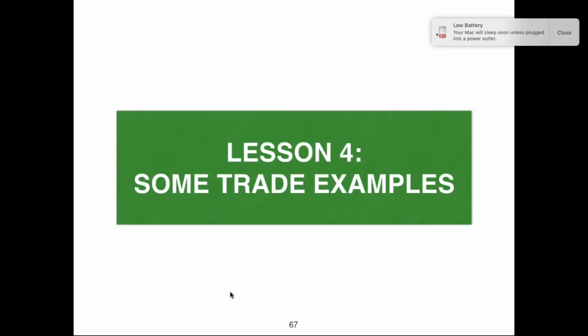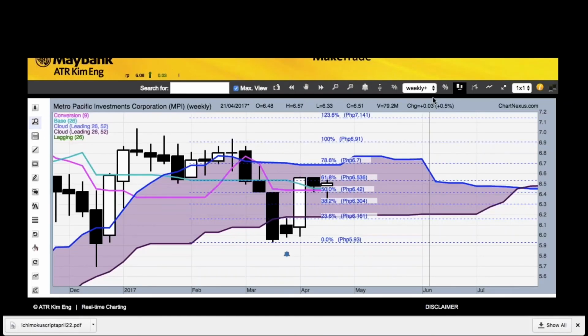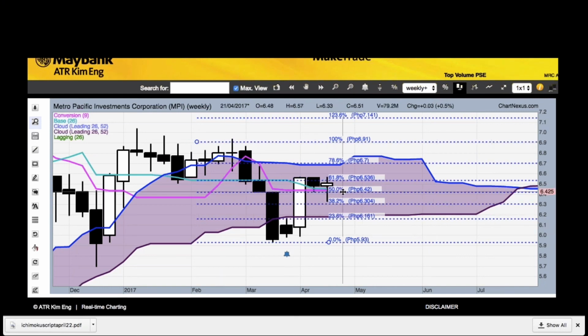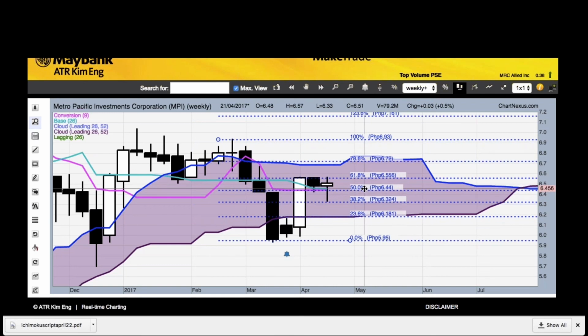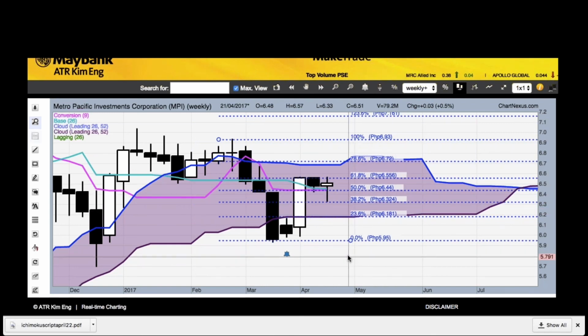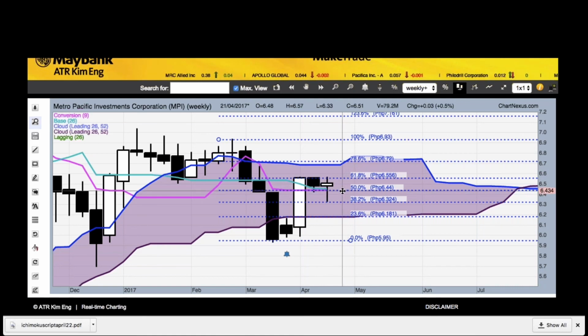Now let's look at some trade examples. So let's look at the weekly chart of MPI. I plotted reverse Fibonacci levels on the MPI weekly chart, and I find that there's a confluence of resistances between the Tenkan-sen, the Kijun-sen, and the 50% Fibonacci level at 644.